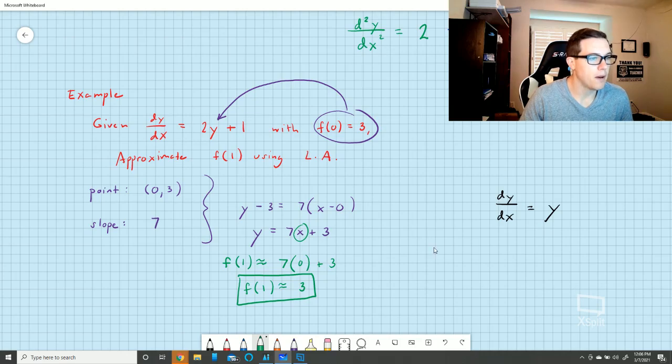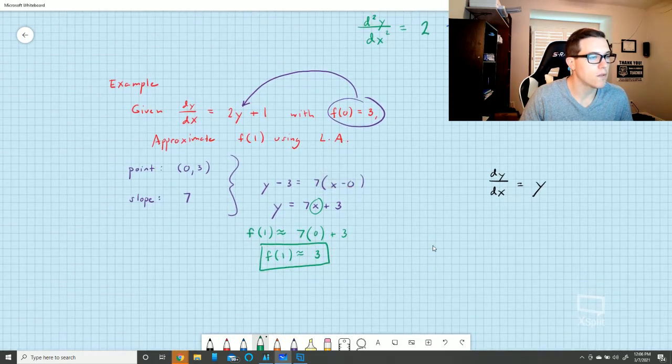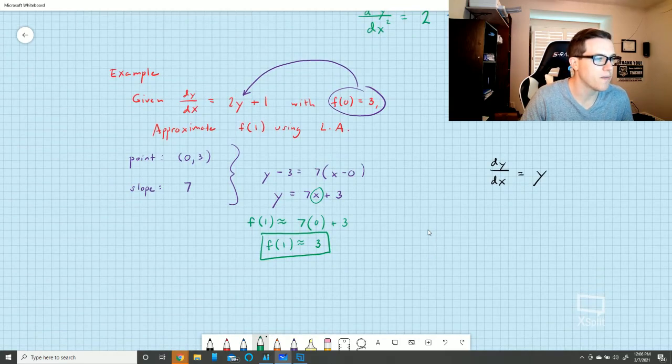But the follow-up: is this an over approximation or under? Well, it's the same value. Let's change this ever so slightly. Let's change our initial condition. Oh wait, no, never mind. What am I doing? We're fine. F of 1. There we go. Okay, I need something that was off. 7 times 1 plus 3 is 10. Okay, better. So here's what we just did.